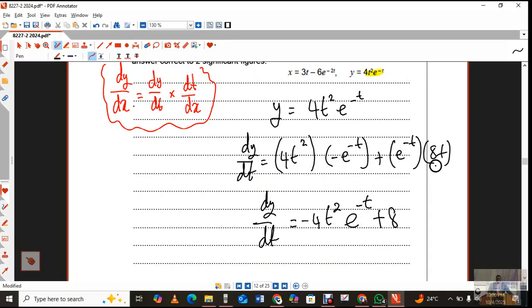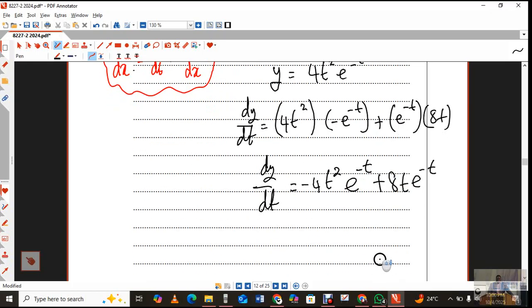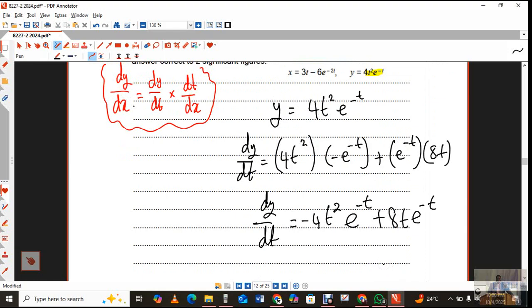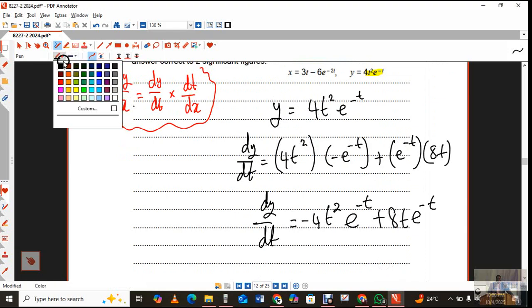Plus 8t e to the minus t. That is the dy dt. Good. Let's find the other one. I'm going to write it in a different color here.